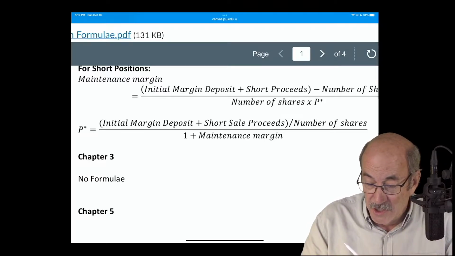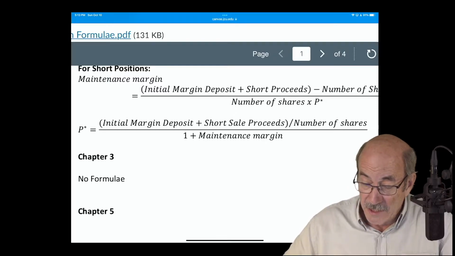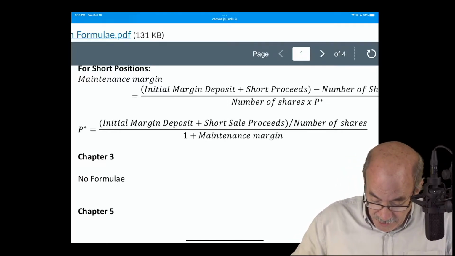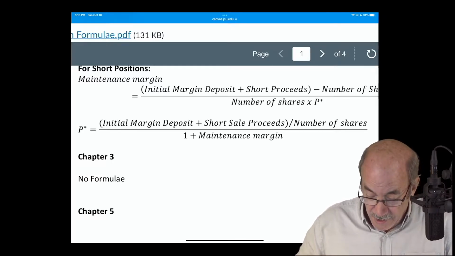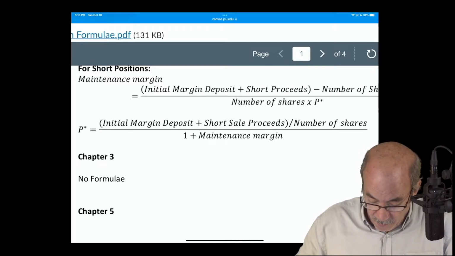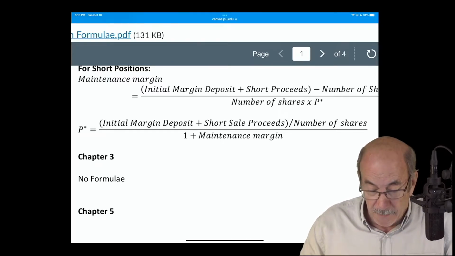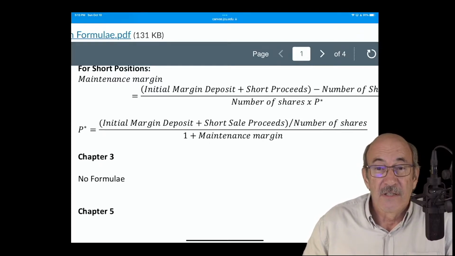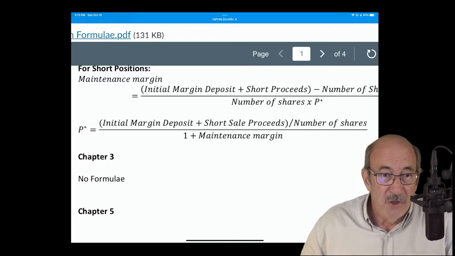We take our initial margin deposit plus the short sales proceeds. That's 27,880. Divide by the number of shares. Let me just do that math on the calculator here. 880 divided by 400. I get 69.7. And then I divide that by 1.35, which is 1 plus the maintenance margin. And yep, I get the same thing, 51.6296. So $51 and about 63 cents. So two ways to approach it.